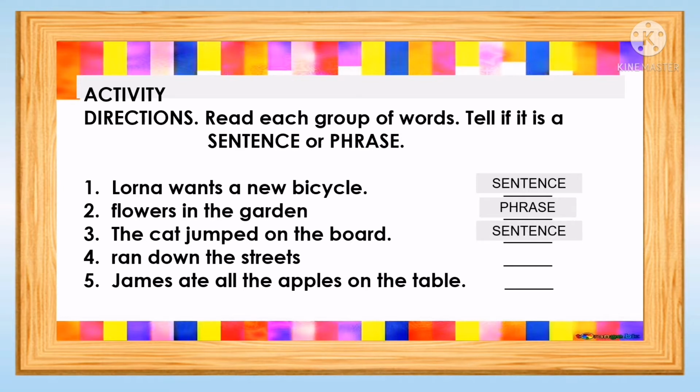Number 4, ran down the streets. This is an example of a phrase. Well done, kids. And for number 5, James ate all the apples on the table. The correct answer is sentence. Well done, kids.